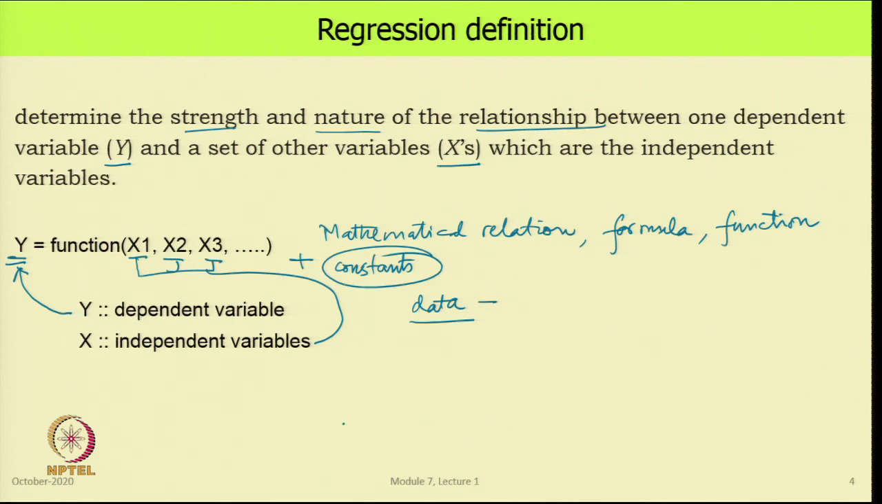So, that is what we mean by first making a relationship between these variables, and this is the nature of the relationship, that is, what mathematical shape it takes, and then we also have to talk about the strength of this relationship, that is, how strongly are these two sets connected to one another, which is to say how strong is y connected to x1, x2, x3 and so on.